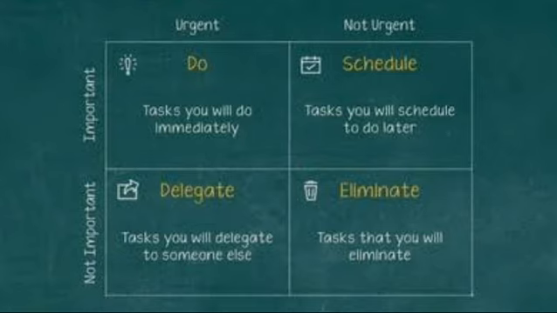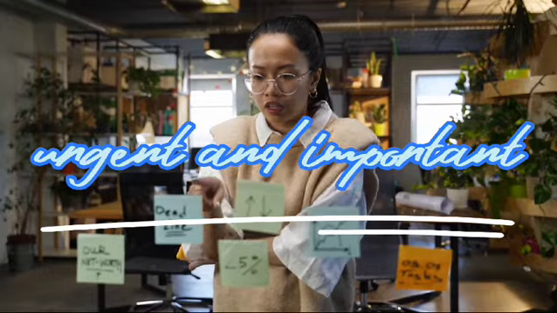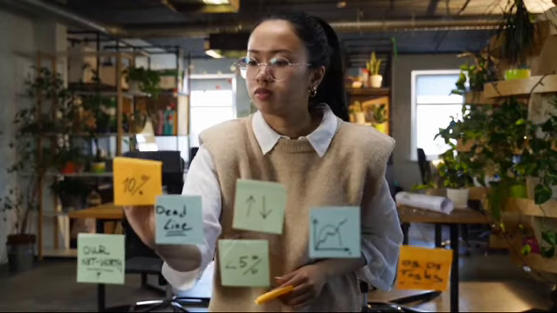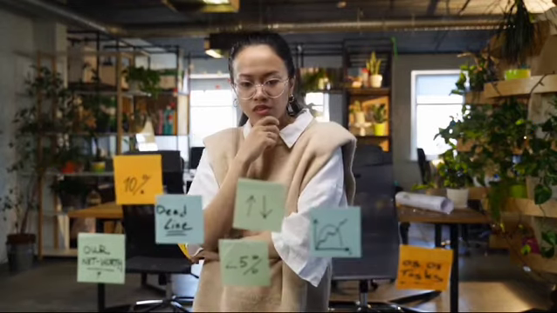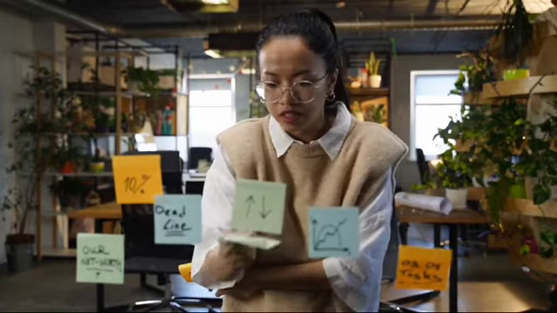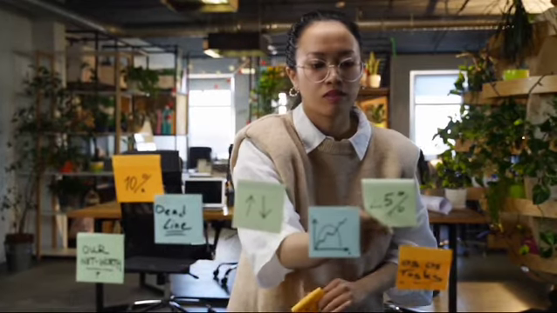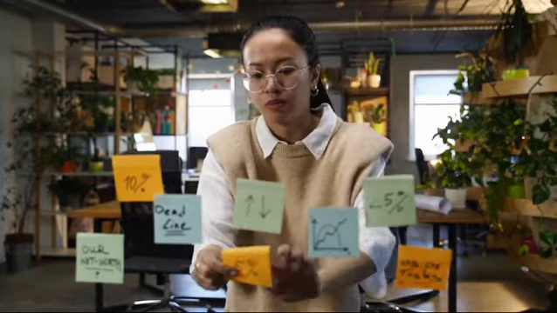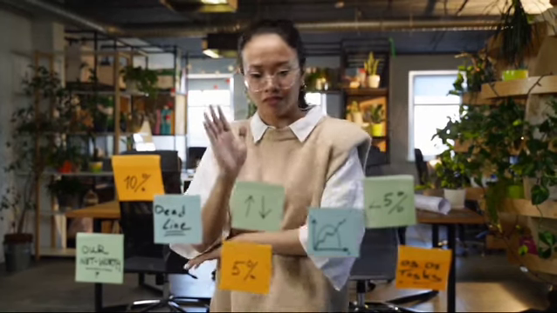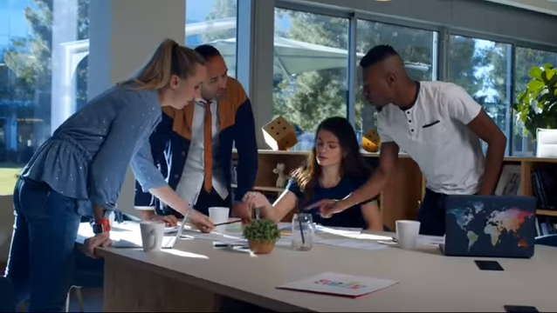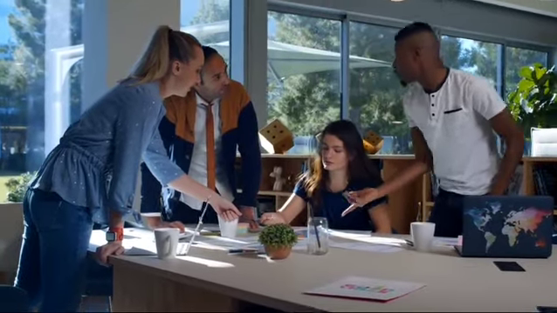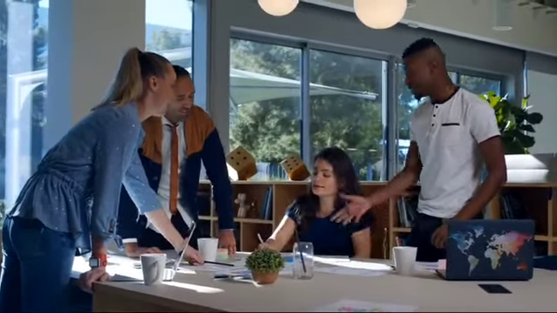So now let's break down each quadrant in detail. The first, as I said, is urgent and important. Here you have to do critical tasks with deadlines or crisis. It is very important, so do these tasks immediately. For example, you have to submit the project by tomorrow. So this is a high priority task, and you should do it at any cost.